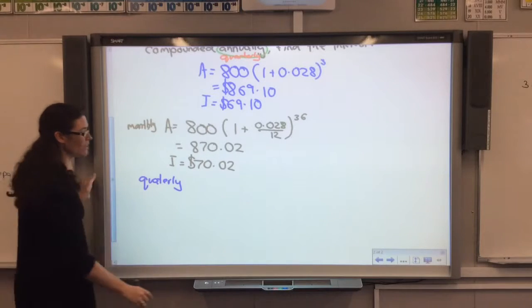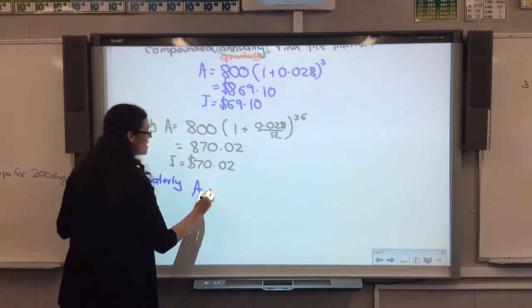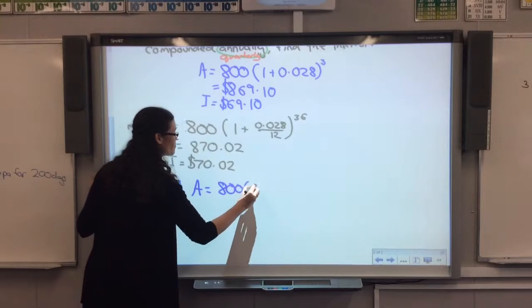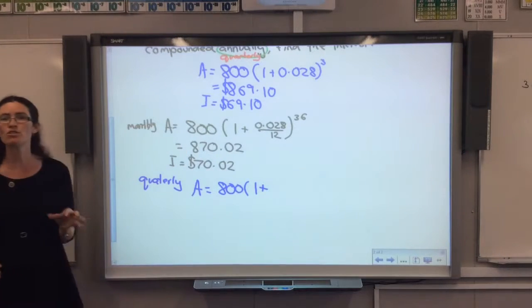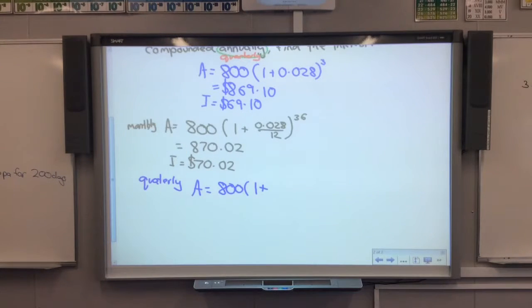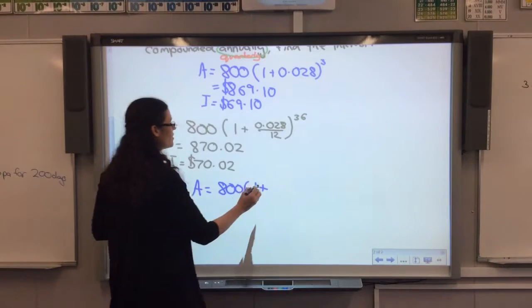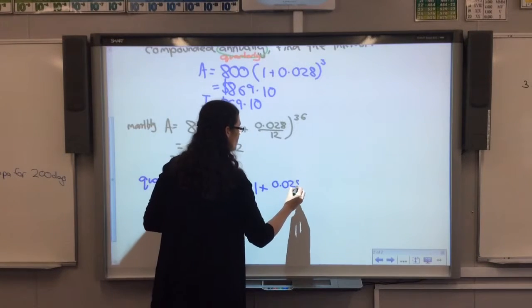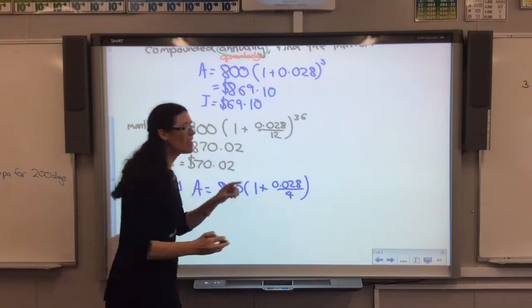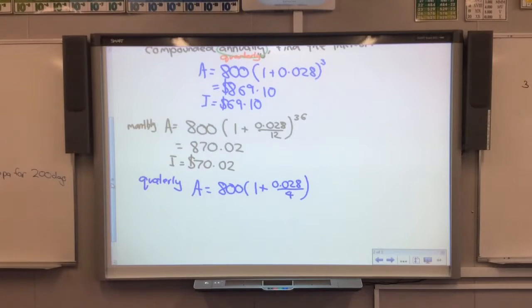So if I'm investing quarterly, I have A equals 800, that doesn't change. 1 plus, what am I going to do to the interest rate this time? I'm going to divide by 4 because I don't get the whole year's interest, I just get a quarter of the year's interest. So this number is divided by 4. N is the number of periods. It's not the number of years, it's the number of quarters. In 3 years, how many quarters do I have? 12, because there's 4 each year.